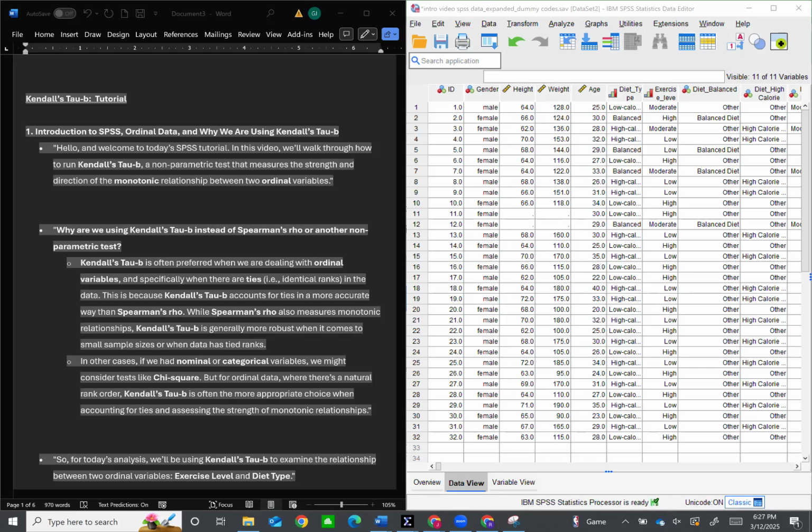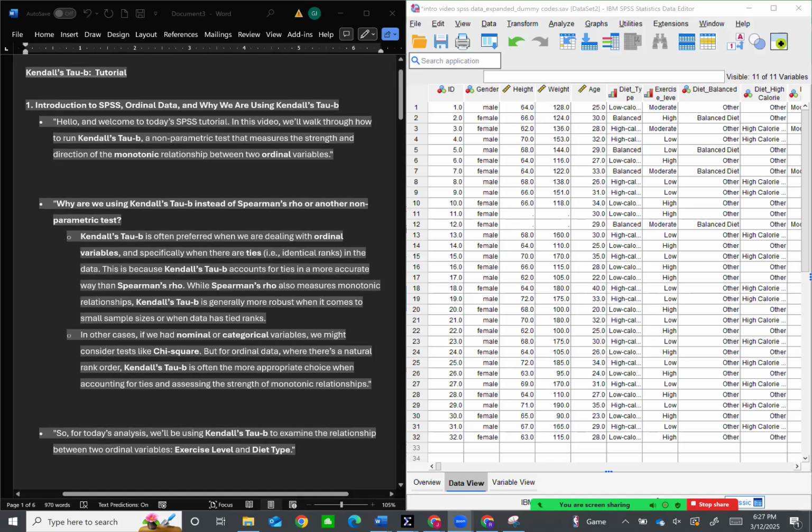It's a non-parametric test that again measures the strength and direction of a monotonic relationship between two ordinal variables. Now, last video we did the Spearman's rho. So why Kendall's tau instead of Spearman's rho?